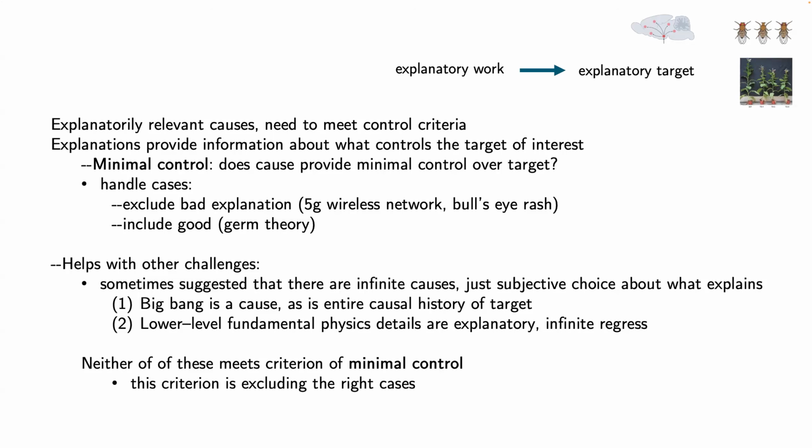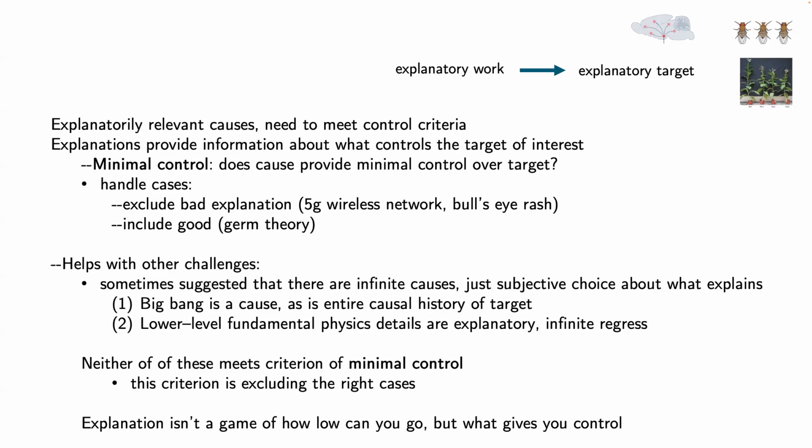The way I typically refer to this and think of this is that explanation isn't a game of how low can you go. It's a game of what gives you control. And in some cases, once you specify the explanatory target, the factors that give you the best control, they're at higher scales. So you never know from the outset what scale of factors are going to be more explanatory. This also suggests that just always getting more lower level details doesn't automatically give you a better explanation.